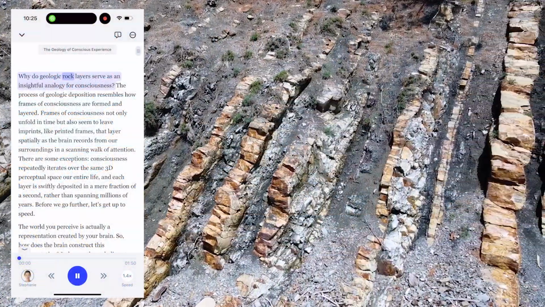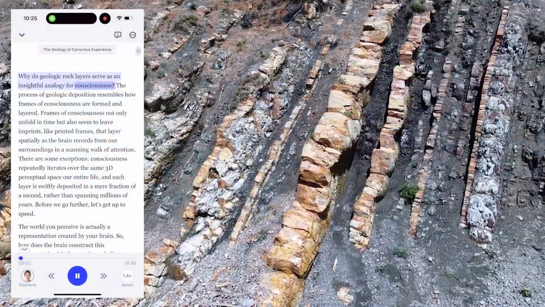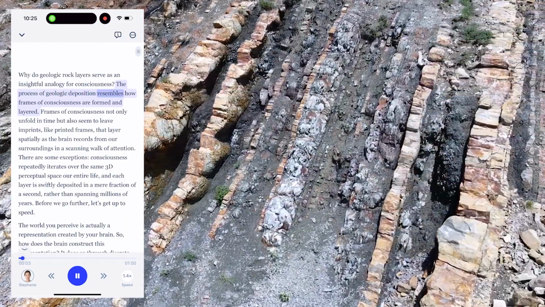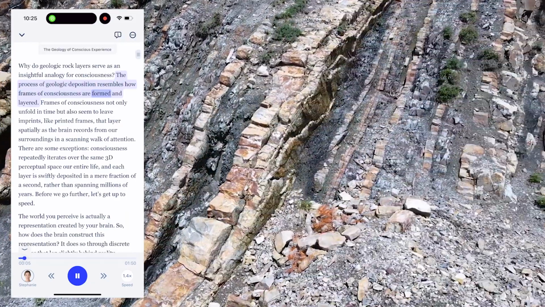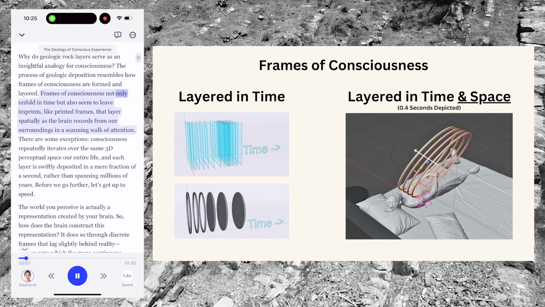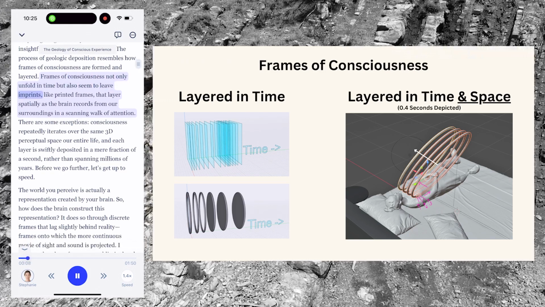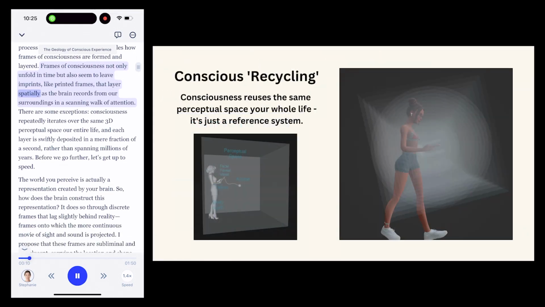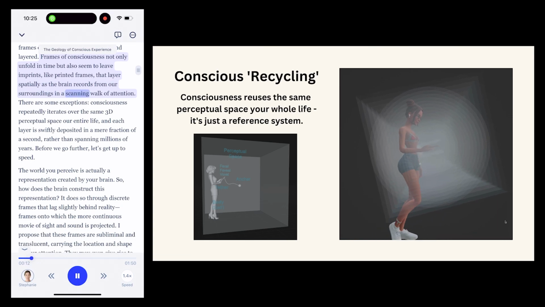Why do geologic rock layers serve as an insightful analogy for consciousness? The process of geologic deposition resembles how frames of consciousness are formed and layered. Frames of consciousness not only unfold in time but also seem to leave imprints, like printed frames, that layer spatially as the brain records from our surroundings in a scanning walk of attention.